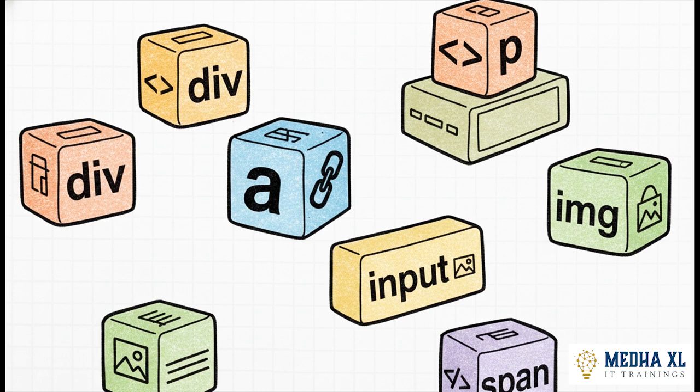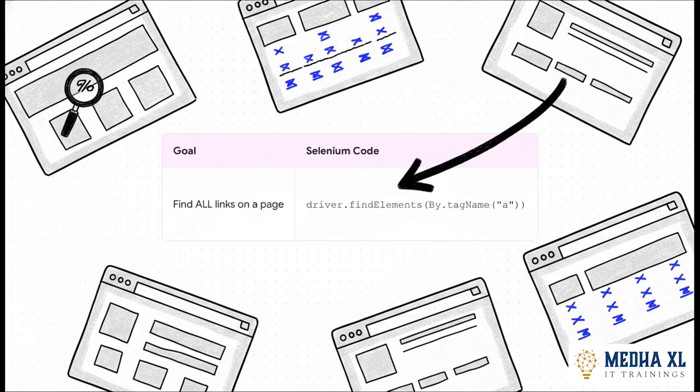This one focuses on the basic building blocks of a web page. See, every single element has a tag that defines what it is. For example, all hyperlinks use the A tag, most input fields use the input tag. This lets us find elements based on that very basic HTML structure. Now, the key difference here is that a tag name is almost never unique. So we often use it with the find elements command.